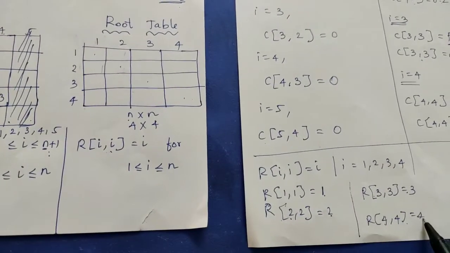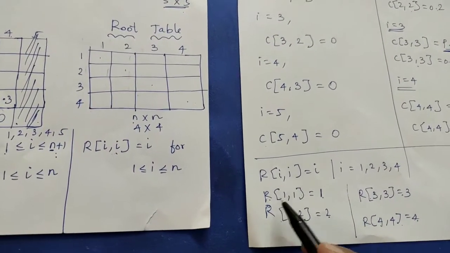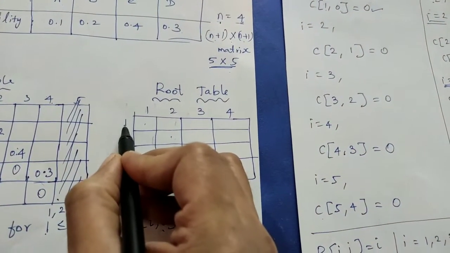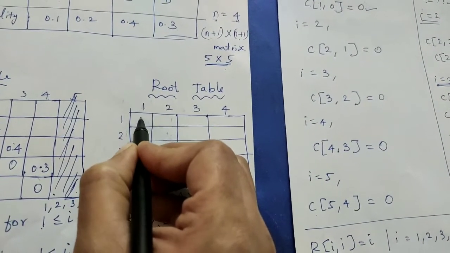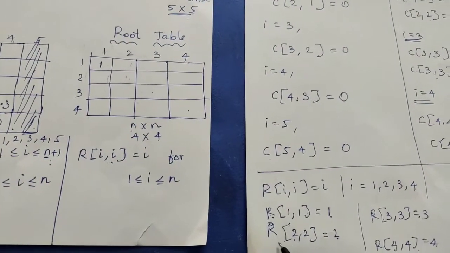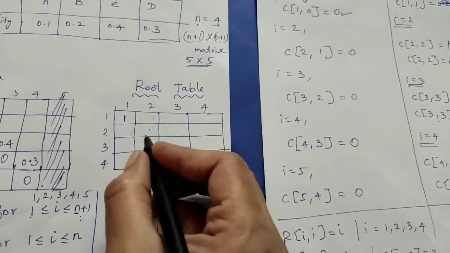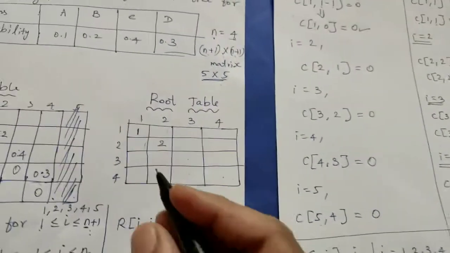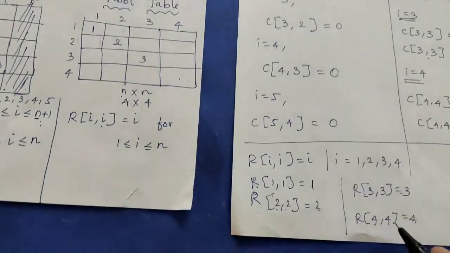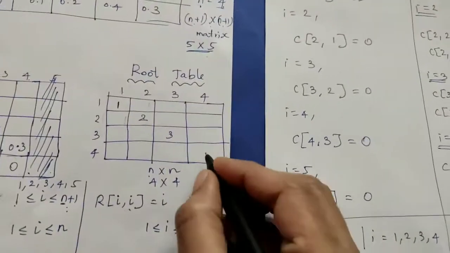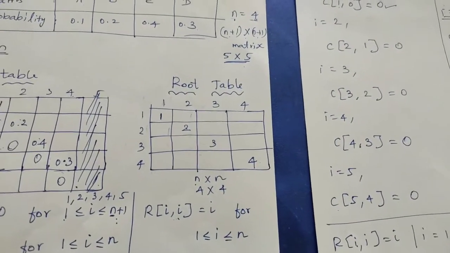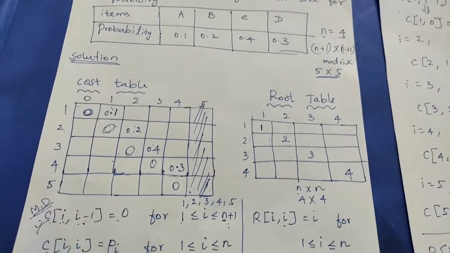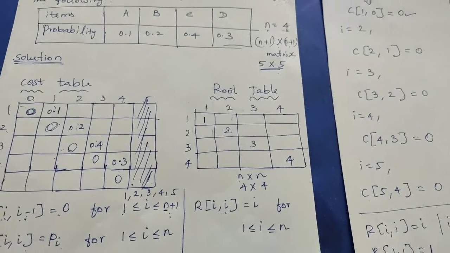So go to your root table. In r of 1 comma 1, r indicates root table. So root table of 1 comma 1 location, I will be filling 1. Then root table of 2 comma 2 should be filled with 2. Then root table of 3 comma 3 should be filled with 3. Then finally root table of 4 comma 4 should be filled with 4. So now we have initialized cost table with these two formulas, root table with this formula.